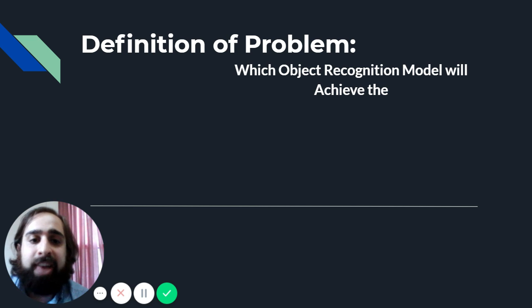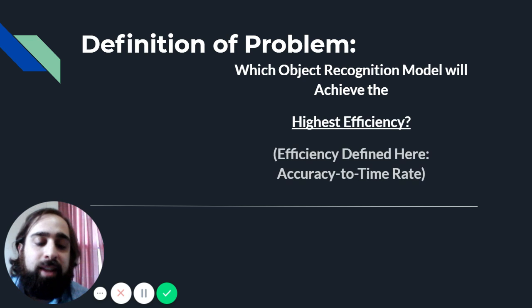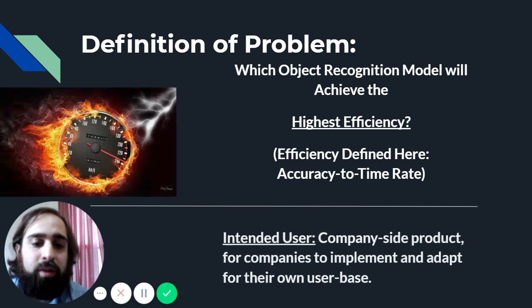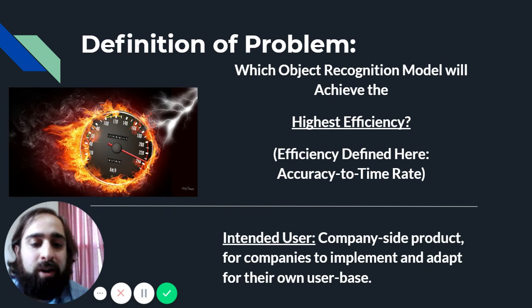And so the problem that I am presenting today is which object recognition model is going to achieve the highest efficiency. I define efficiency as a ratio of testing accuracy to the amount of time it takes to train that model. And as I mentioned before, this is really intended more for the company side that has that demand for training, and it has that wide range of resources that needs to be tapered down for just cost purposes.